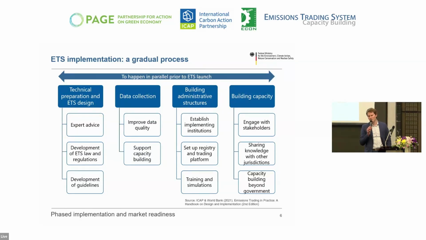Third block is building the administrative and institutional framework. So very important to establish the institutions that will be implementing the policy, including registry and trading platform, and providing training and simulations for those actors. And finally, building capacity, which is what we're doing here this week, and also engaging with the relevant stakeholders, of course, sharing knowledge with other jurisdictions and other international actors involved in this field, and capacity building beyond government, so to also address industry and other market actors.